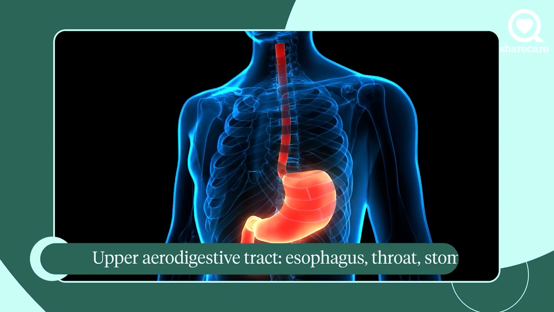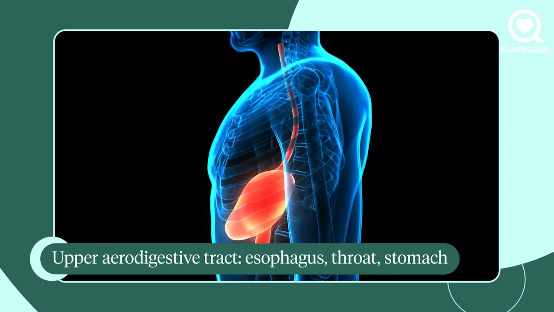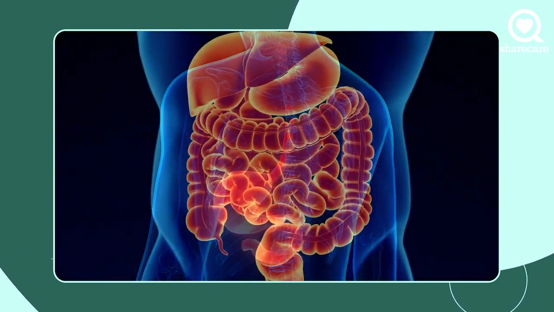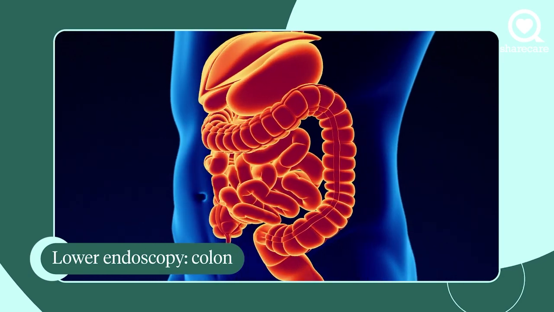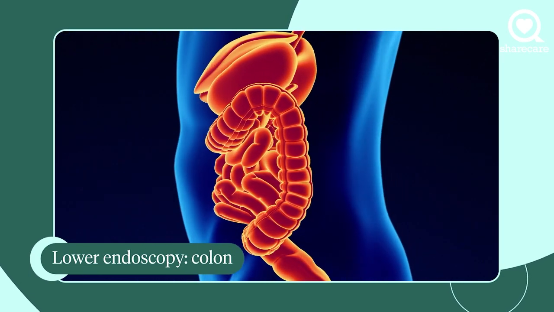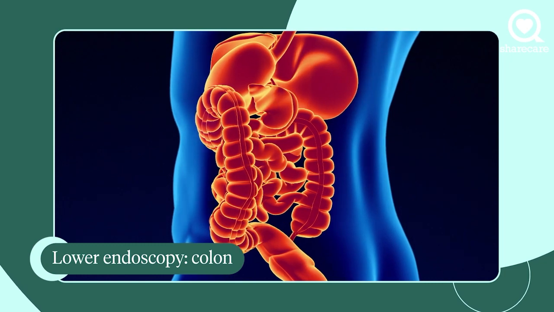Endoscopy, colloquially, is the term we use for looking at the upper aerodigestive tract, the esophagus, the throat, the stomach, to distinguish it from a lower endoscopy, which is another name for colonoscopy, where you're looking at the colon. So there's upper endoscopy and lower endoscopy. Lower endoscopy, colon; upper endoscopy, stomach, esophagus, throat.